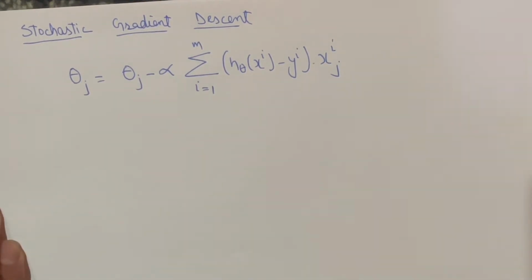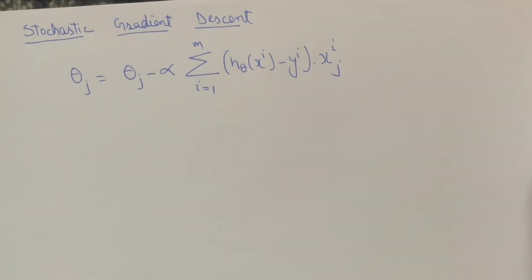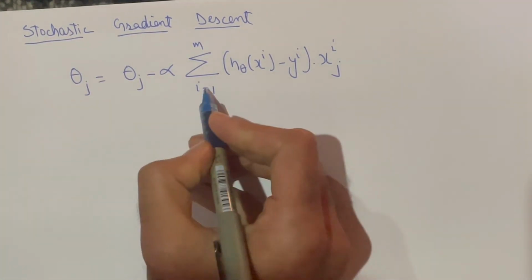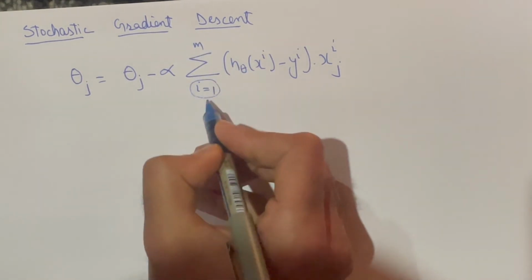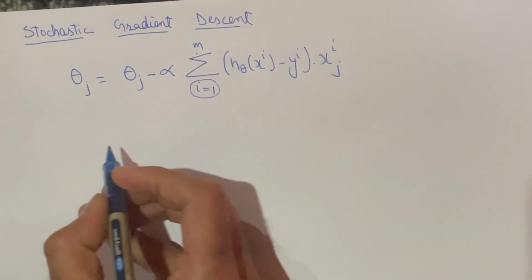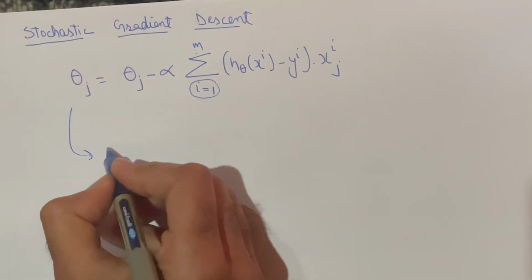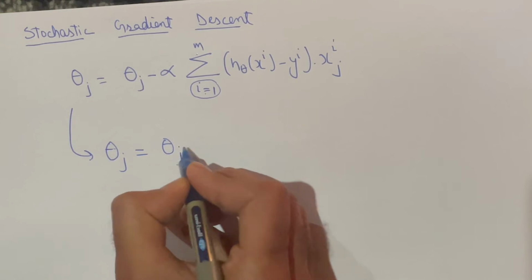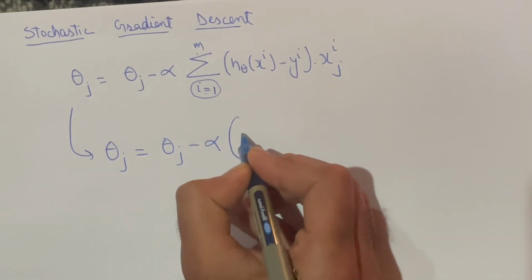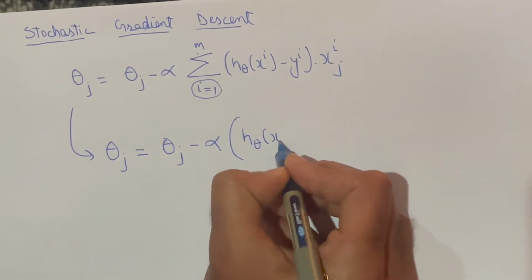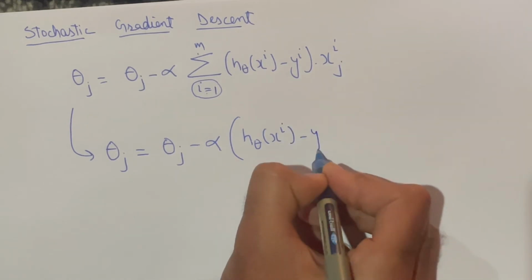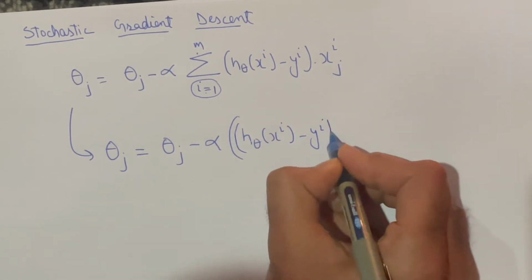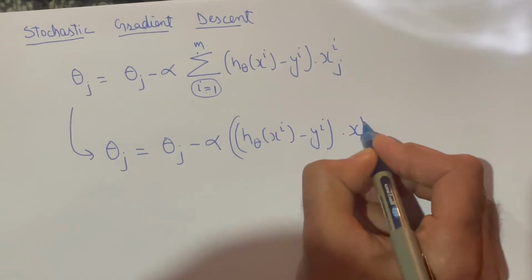But in stochastic gradient descent, what we are doing is, from the training set we will take one example. So here we were using all the examples from i to m. But what we are going to do is change it like this: theta j is equal to theta j minus alpha times h of theta x i minus y i, into x i j.